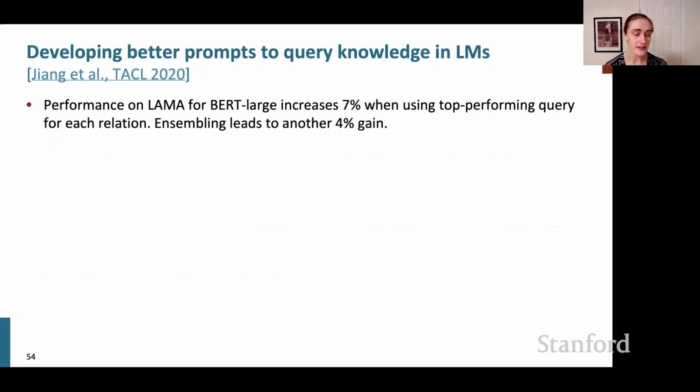They find that the performance on LAMA increases when they either use a top performing prompt or when they use this ensembling approach. So this suggests that the original LAMA really was a lower bound on the amount of knowledge encoded in these language models. And changing the phrasing can actually help the model recall the correct answer.